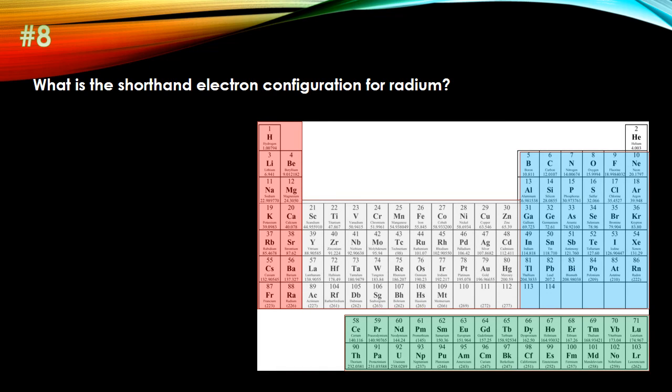All right, let's look at the periodic table. There's radium. And so the noble gas that has fewer electrons than radium is radon. So we will start off with Rn. After Rn comes 7s2, and we're done.